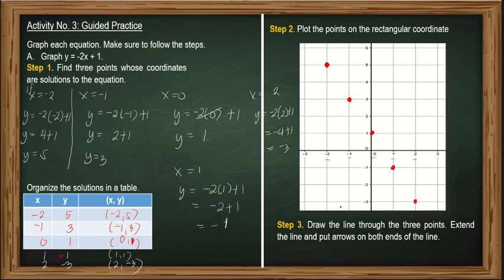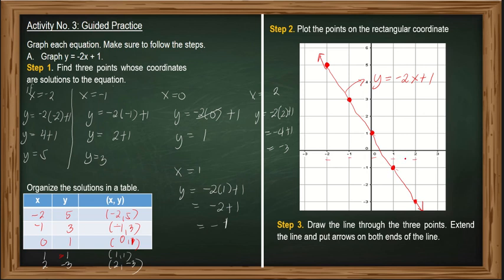If you're going to connect them, they are really aligned. Connect every two points. And then we're going to draw the arrowheads that would indicate that there are infinitely many points or solutions on this line. So this is now the graph of y is equal to negative 2x plus 1. I hope you got it correctly.